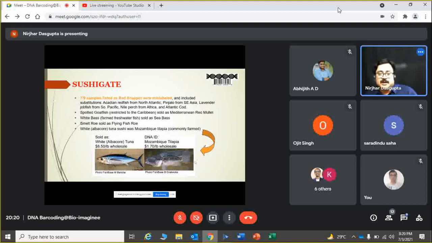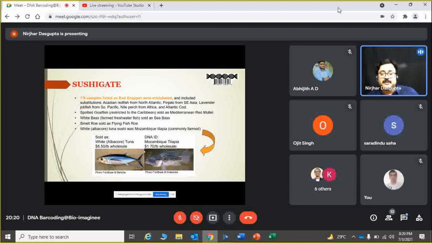So they spotted goldfish sold as Mediterranean red mullet. Now, once you are selling that as a cube, or even as it is, very few can actually identify which species that is just by looking at it, because of the morphology. Many of the different species may look very similar morphologically.